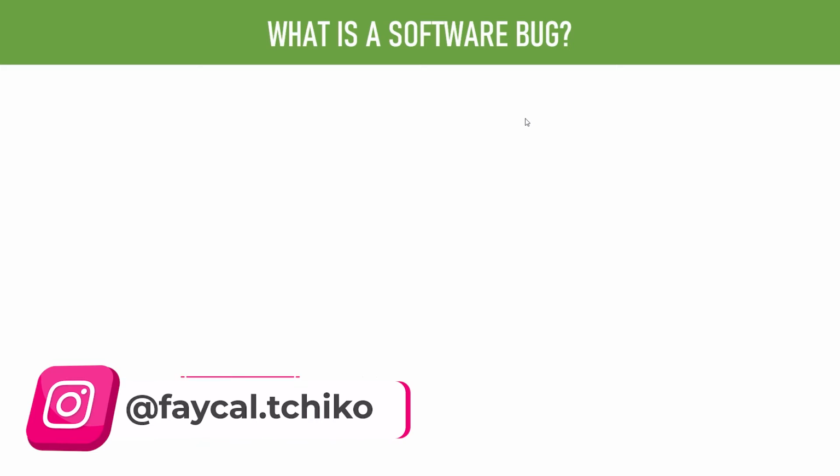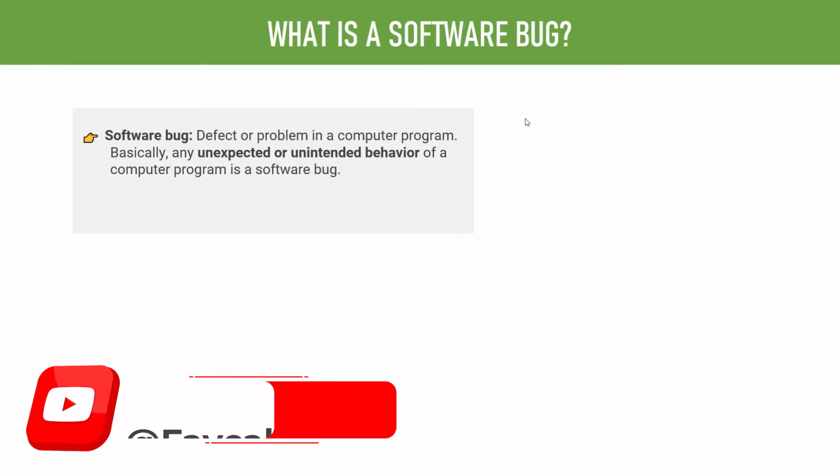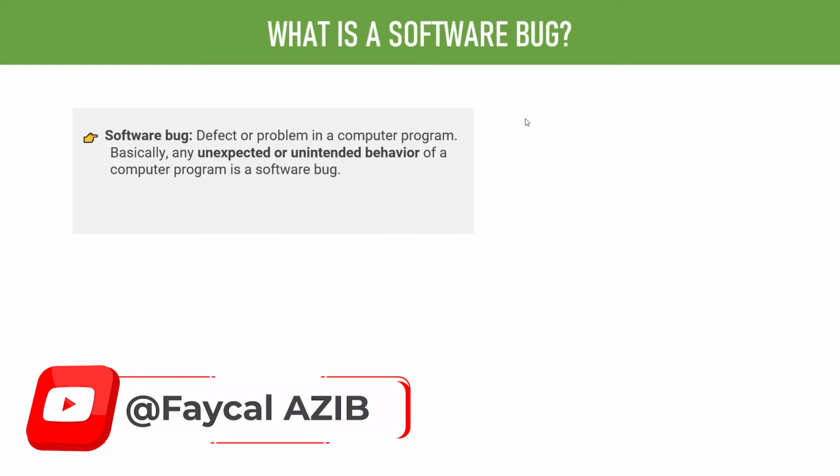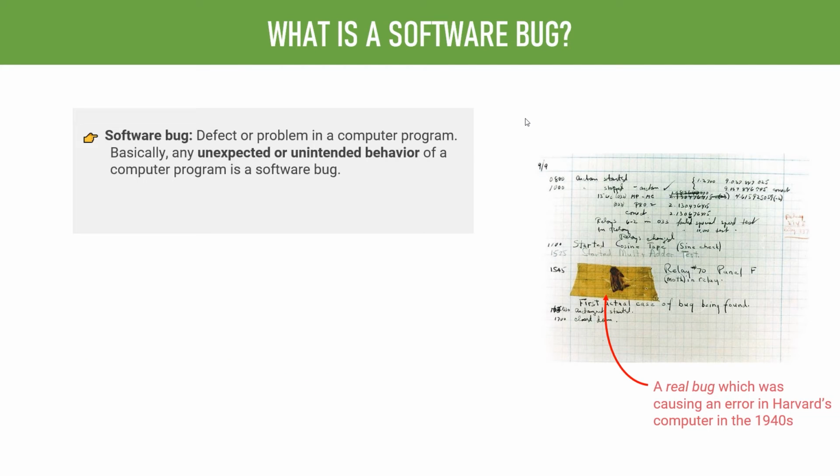So first of all, as you may already know, a software bug is a defect or problem in a computer program. So basically, any unexpected or unintended behavior of a program is called a bug. And then, actually, the term bug was coined in the 1940s when this real bug was causing an error in a Harvard computer.